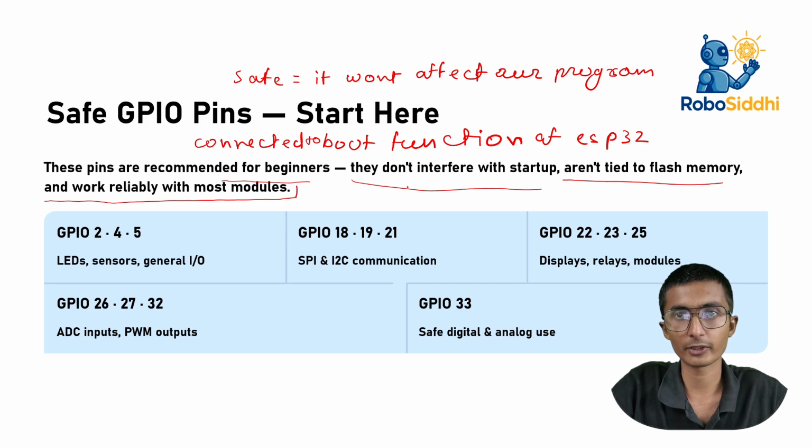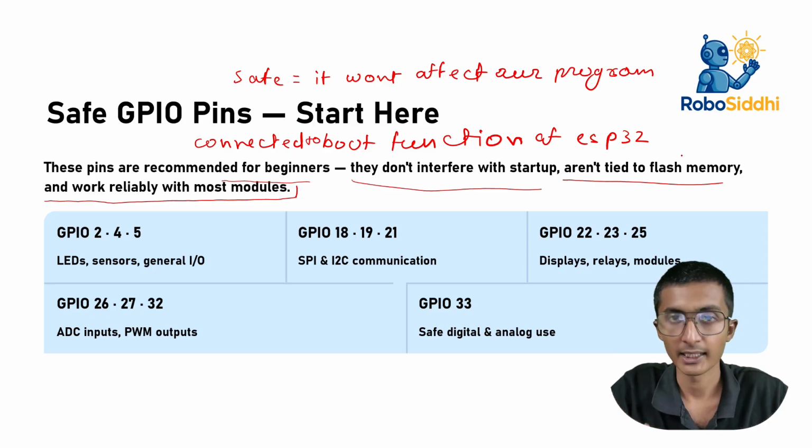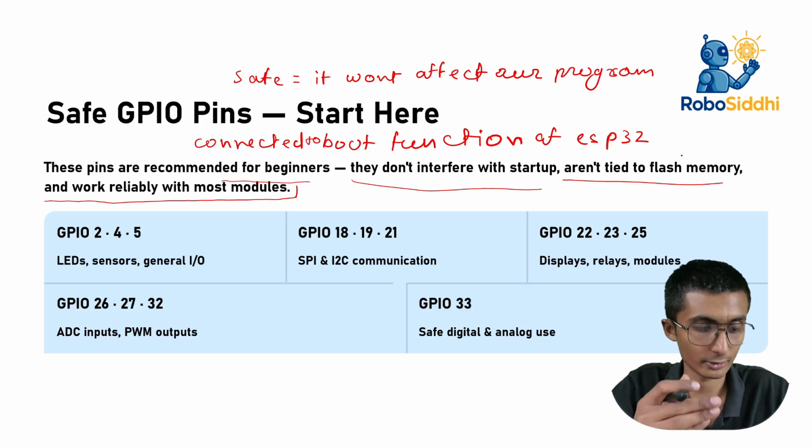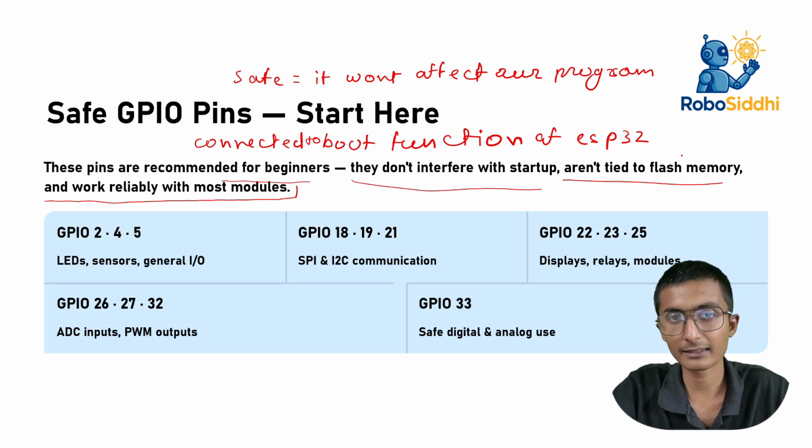First of all, let's talk about flash memory. Flash memory is just like a ROM or a memory in which the microcontroller, the ESP32, is going to store the program. Just like your PC might have SSD, RAM, ROM, right? Just like that, we have flash memory.